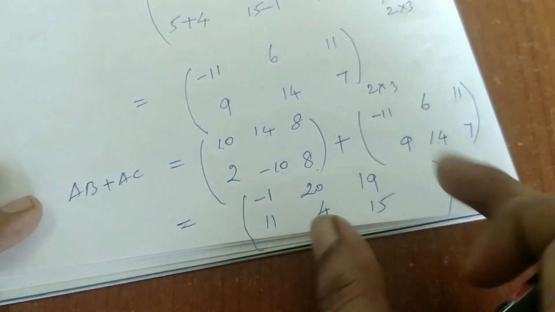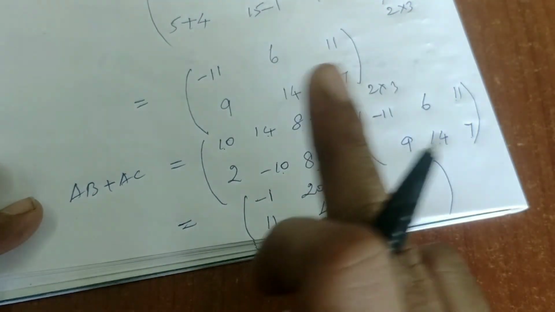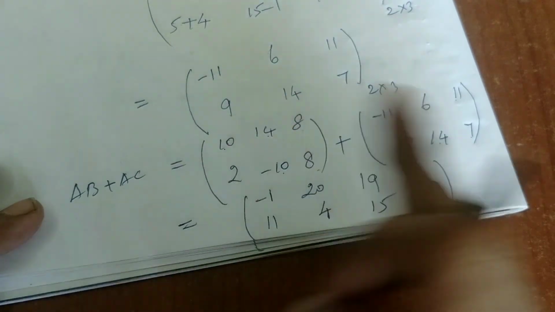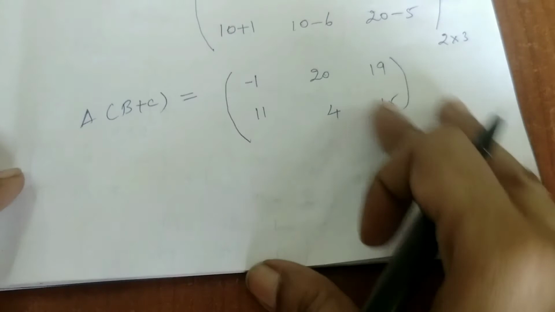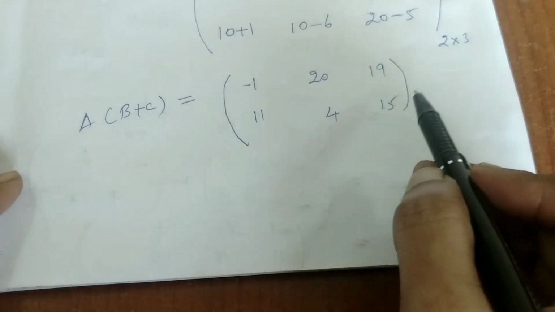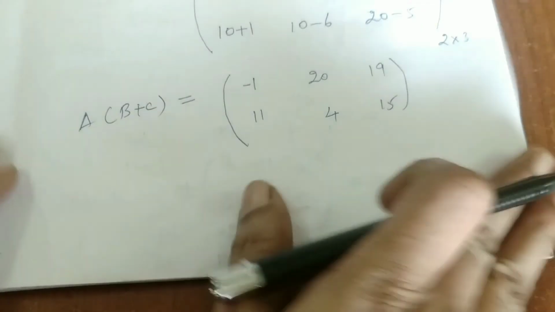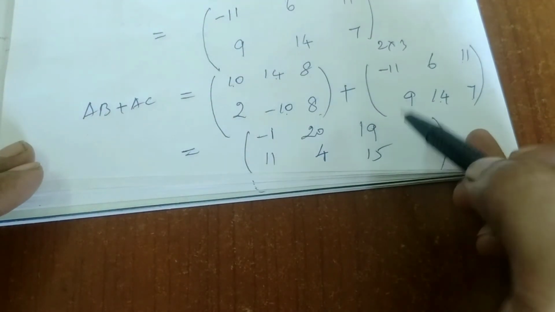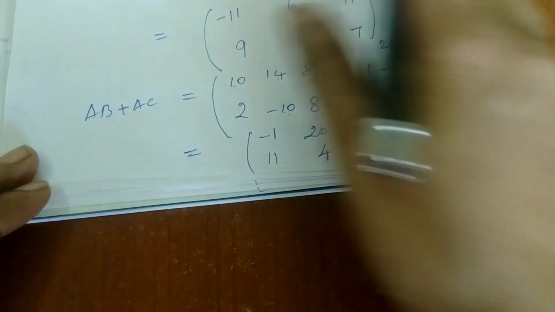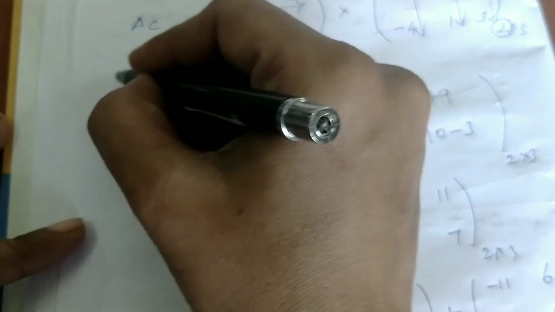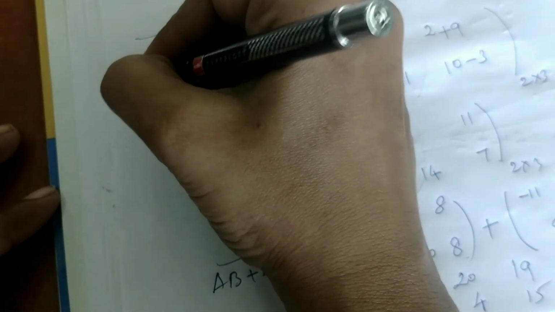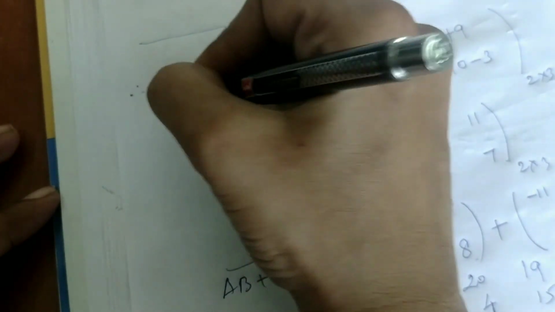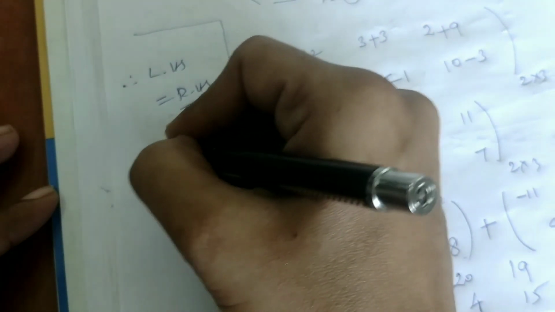So now we are going to check whether both the answers, that means LHS and RHS, are equal or not. So what is our LHS here? Minus 1, 20, 19, 11, 4, 15. Our RHS answer is also minus 1, 20, 19, 11, 4, 15. Therefore, here I am going to write the final answer. Therefore, LHS equal to RHS, hence verified.